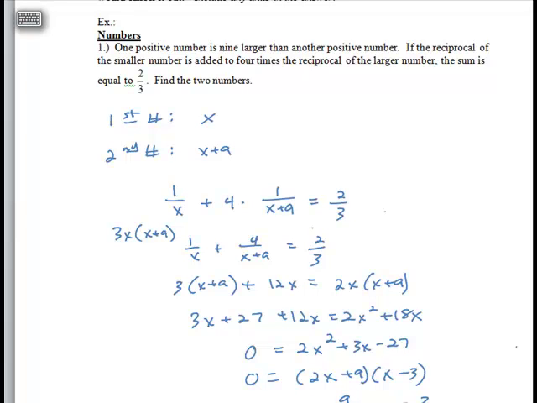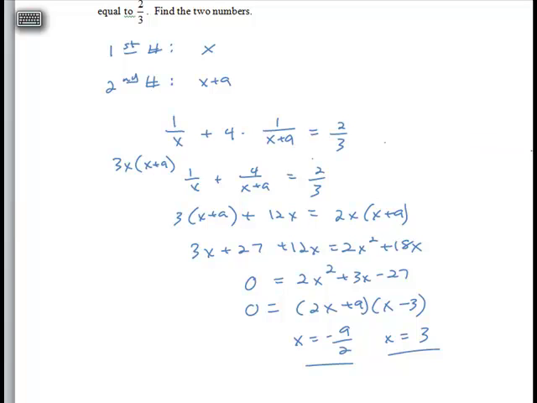Now we're asked to find 2 numbers in this problem, but these are just 2 possible answers for x. So it's always important to understand what we set x equal to. X was just the first number. And sometimes it is possible to have 2 realistic or 2 possible values for it, but in this case, since it specifies in the problem that they are positive numbers, of course we cannot have the negative 9/2, which means the first number is 3, and if the other number is 9 more, it must be equal to 12.